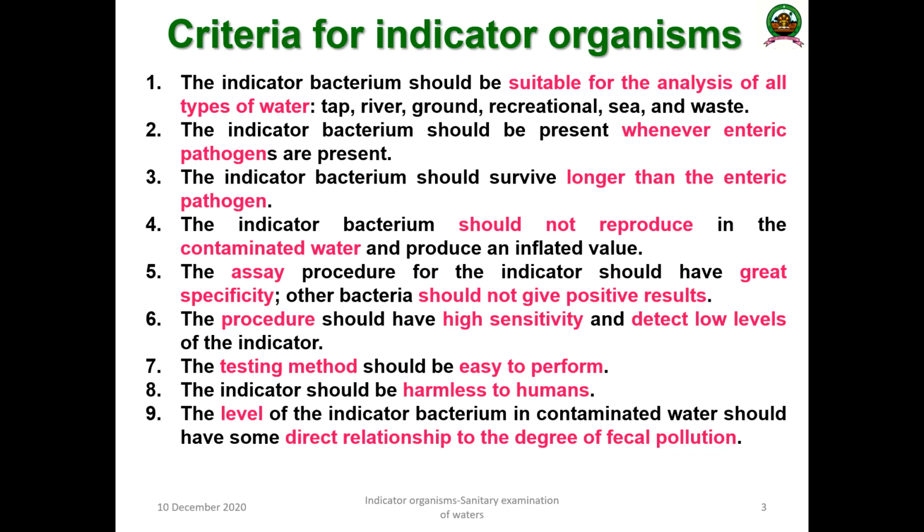Next one, the third point: the indicator bacterium should survive longer than the enteric pathogen. Enteric pathogen means the bacteria that cause gastroenteritis, loose motion, diarrhea, dehydration. As soon as you take the water, you will have all these problems. We have seen that. So if you want to call certain bacteria an indicator organism, it should survive longer than the enteric pathogen. In comparison with the pathogen, the indicator bacteria should survive more time.